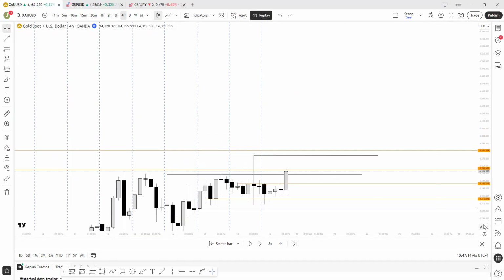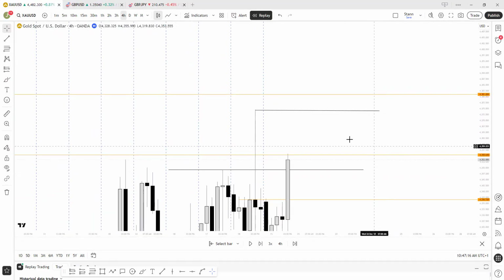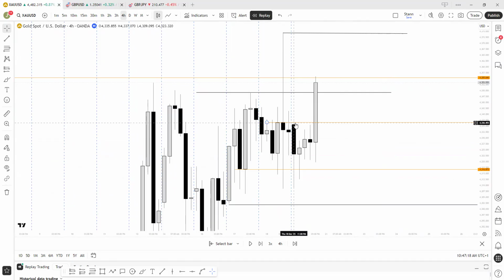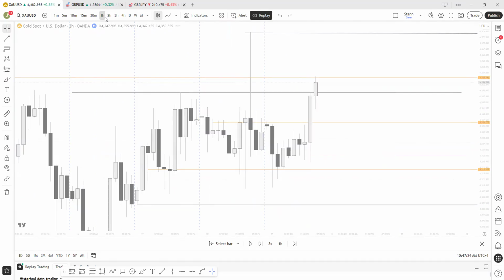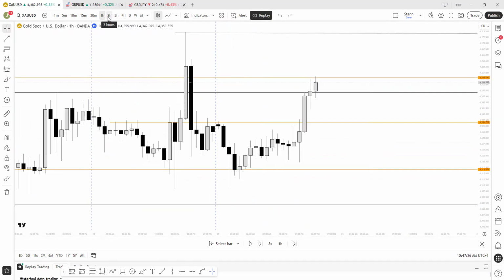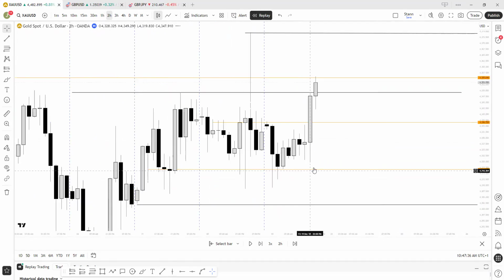Now, on the 4 hours time frame, we break out to the upside. Now sellers are absolutely panicking. If you go to the 2 hours or the 1 hour, I was trying to get a tighter stop loss. Anytime I go to the lower time frame, I just try to get a tighter stop loss. Normally your stop loss should be here just to cover everything and be safe, but that's not the way I roll.